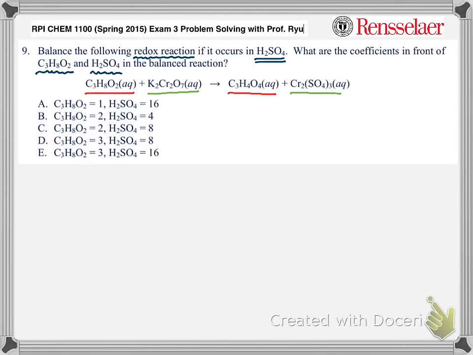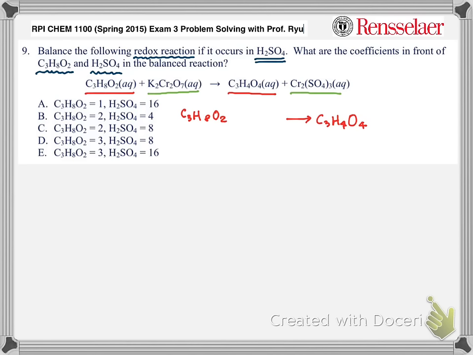So I will choose the one shown in red as my first. Let me write it: C3H8O2 becomes C3H4O4. So that's where it stands. And then I need to use the balanced equation to figure out what to do. So let's have a look at it.